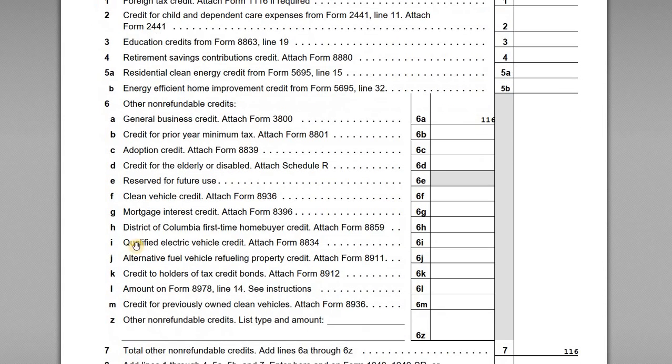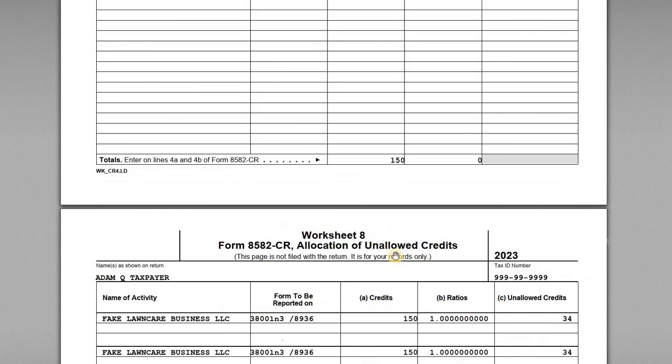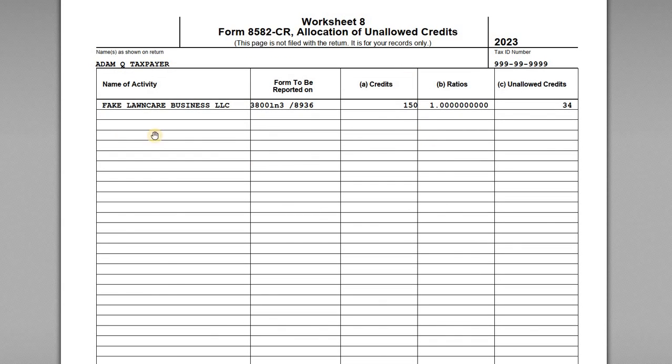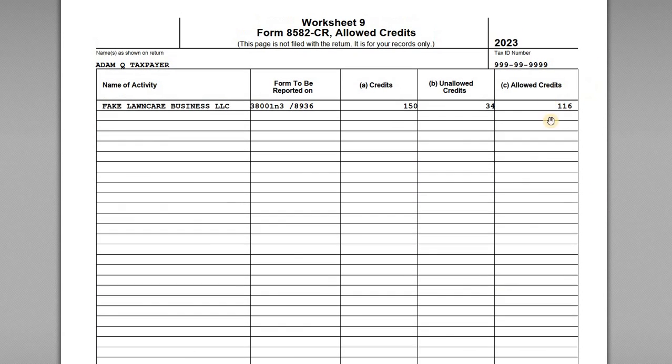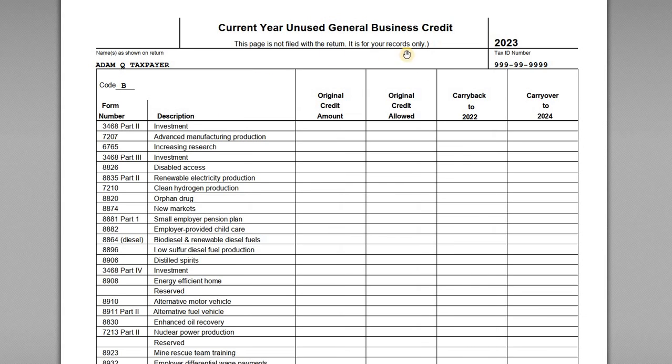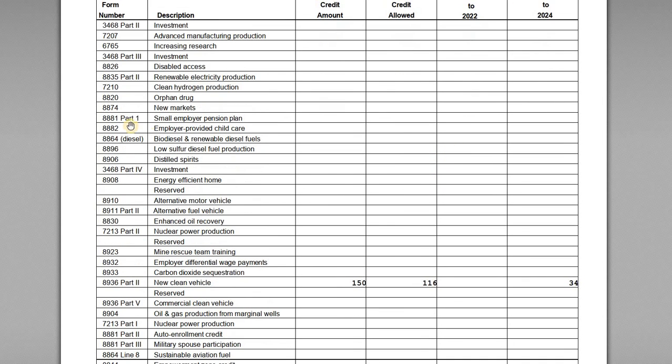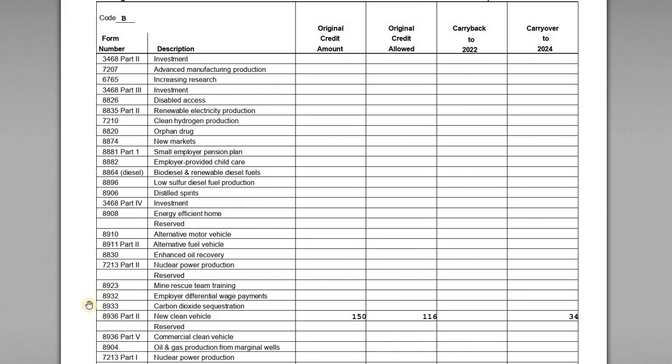All right. Now, what's also important here, let's look at the carryovers. Just so remember, we're accounting for all this as we should be. So we have Worksheet 8, the unallowed credits. All of this is being allocated to the lawn care business because we don't have any other activities. So we have $34 of unallowed credit. The allowed credit there is $116, so unallowed, again, the same $34. And if we look at our unused general business credit, the roll forward schedule, we have for Adam the 8936 Part 2 new clean vehicle credit. We had $150 available, $116 was allowed in the current period, and we have $34 being carried over to 2024.